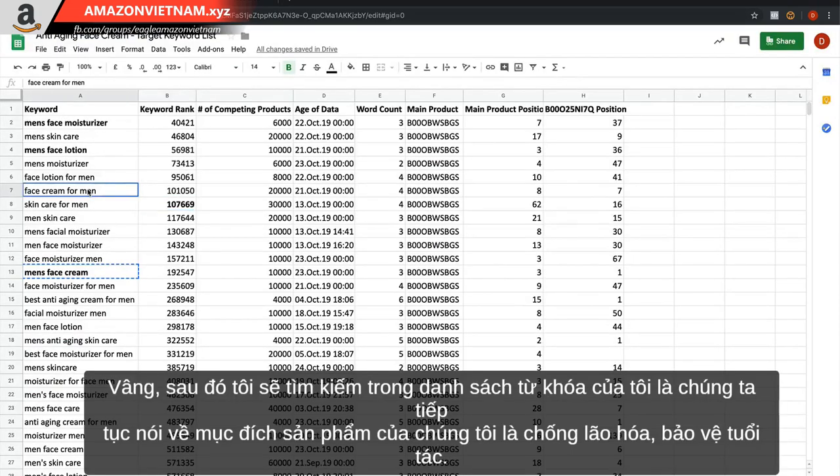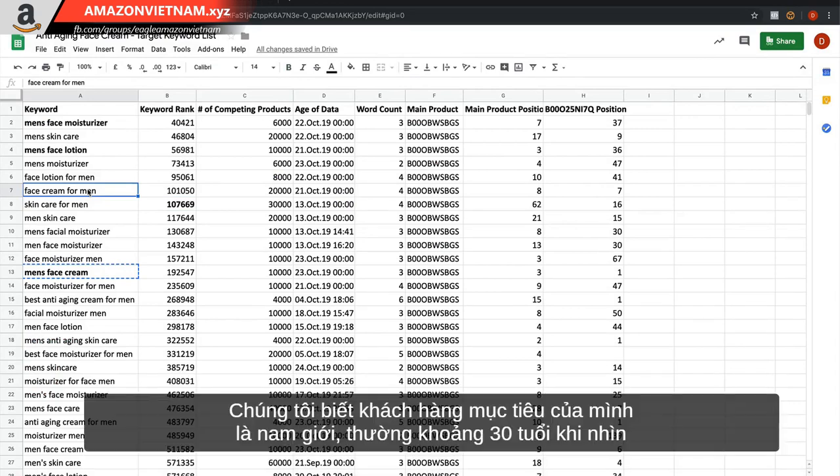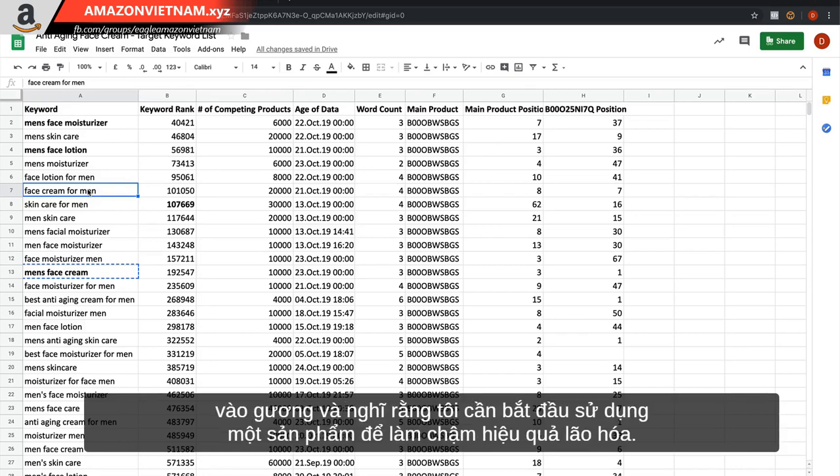What I'm then going to look for in my keyword list is we keep talking about the intent of our product being anti-aging, age defense. We know our target customer is a male, typically about 30 plus, looking in the mirror thinking, I need to start using a product to slow down the aging effect.